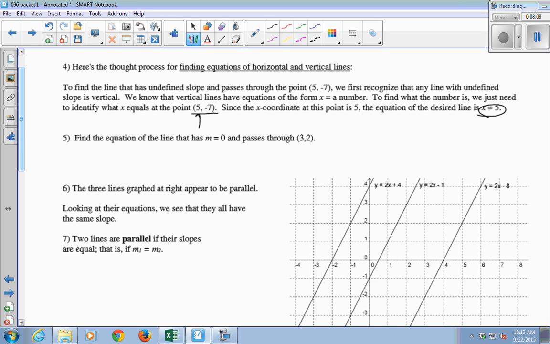All right, let's do a similar exercise, but this time we have a line that has a slope of 0, and it passes through the point (3, 2). So slope of 0, horizontal or vertical? Horizontal, right. So this is a horizontal line, and horizontal lines have the form y equals some number, right? And the question is, what should that number be? So you look at the point (3, 2). I'm looking for y equals a number. So what's the y coordinate of that point? 2. So y equals 2 is the equation of the line I'm looking for.